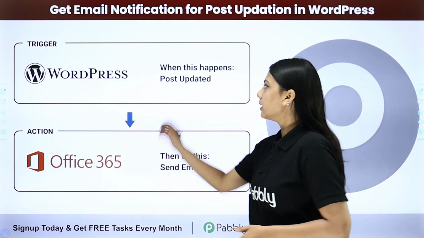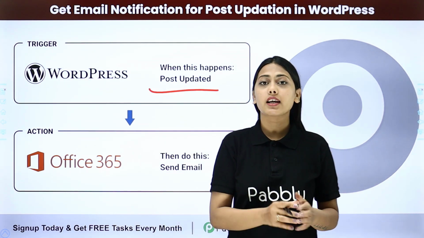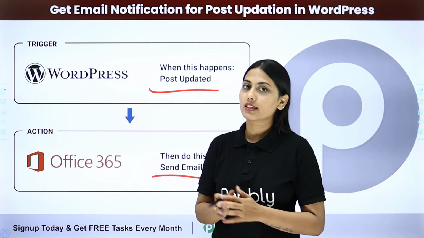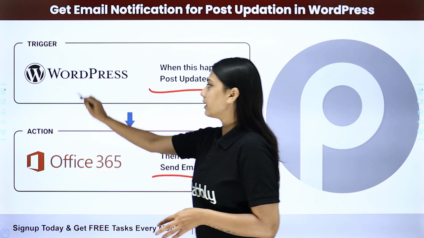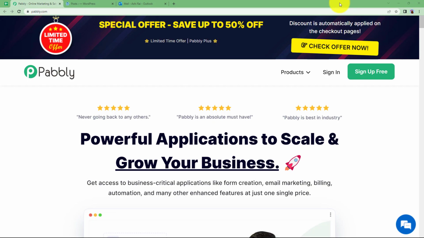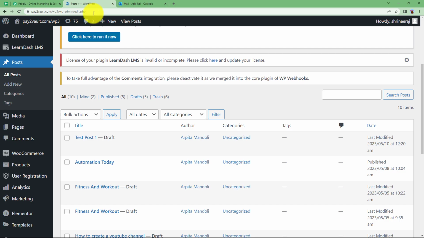Here our trigger will be the post updated in WordPress and our action will be to send an email using Microsoft Office 365, that is Outlook. So basically we will be integrating these two applications. Let us learn how to do that. So in this video, we are going to learn how to receive an Outlook email whenever an update is made in any of your WordPress posts.